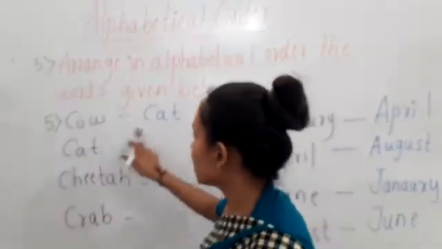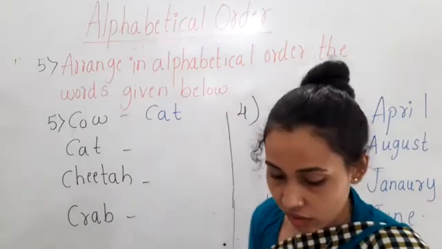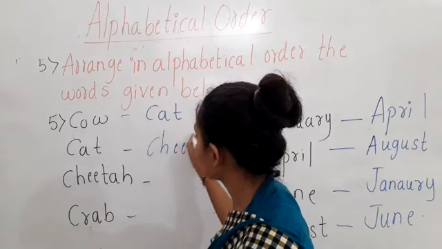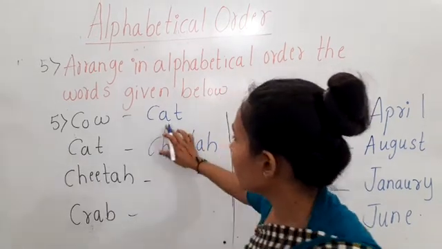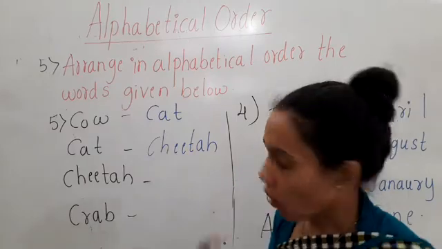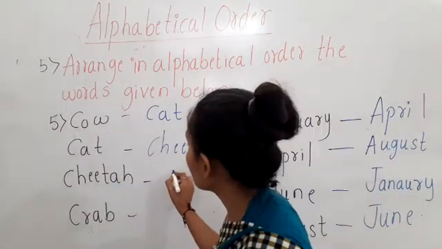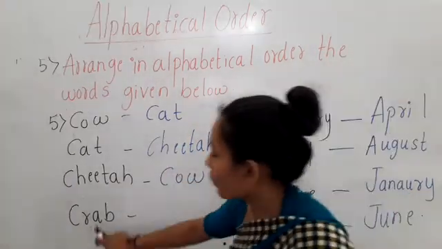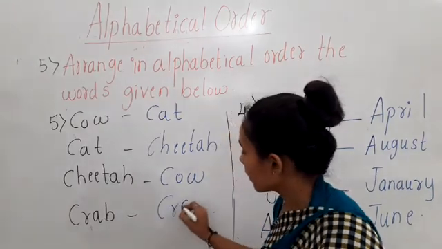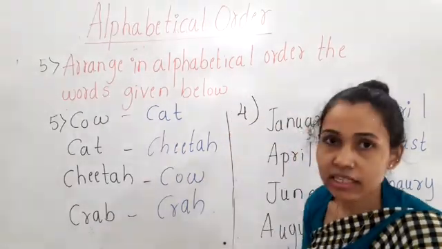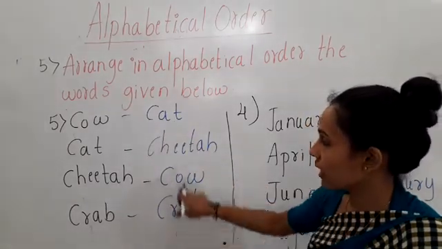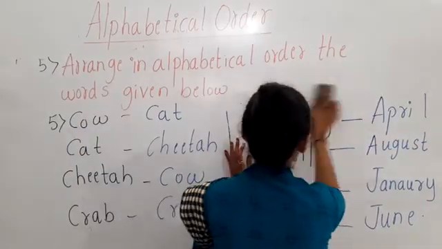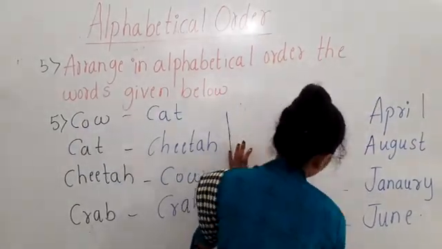So A comes first in the alphabet. After A, we have to write cheetah. After A, H. Okay children, after H, O. So here we have to write cow. After A, H, after O, R. So we have to write here crab. All the beginning letters are same in all the words. So we have to move on to the second letter in such cases. Okay. Now look at the sixth question children.